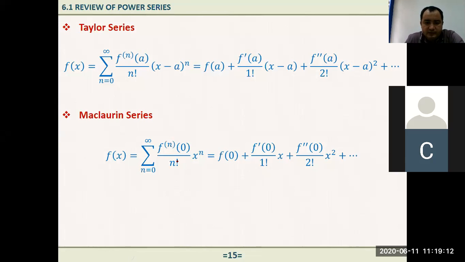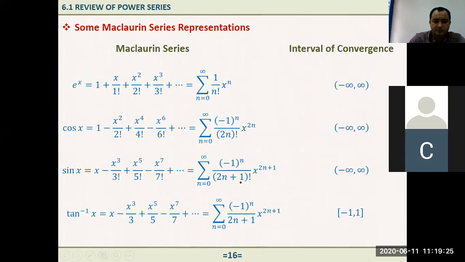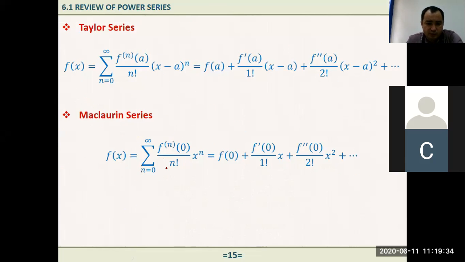Only at 0. Okay, that is f of 0 plus f prime of 0 over 1 factorial times x and so on. Using this, we can write power series representations of some functions. The first one is e to the power x, for example. We know how to evaluate this one at 0: differentiate it, evaluate at 0, and substitute here. Differentiate twice, substitute here.